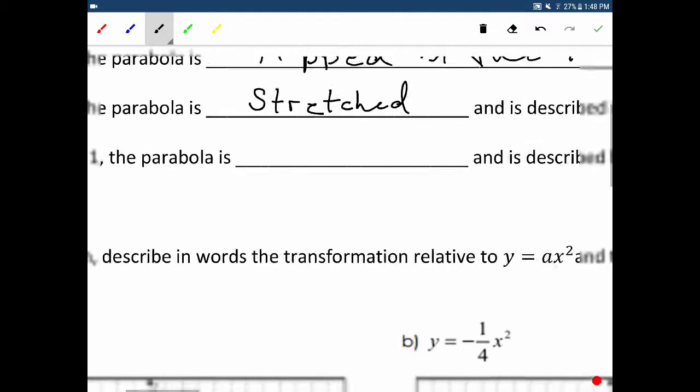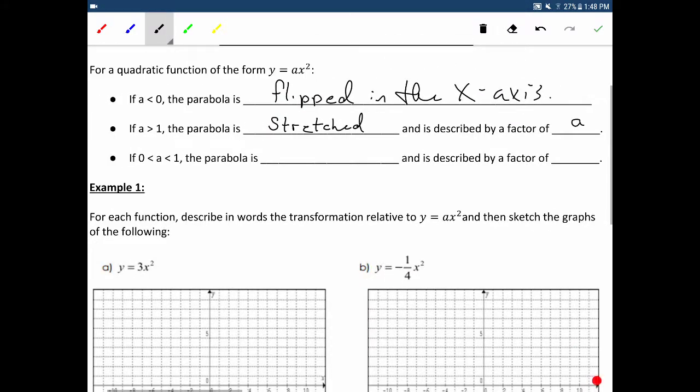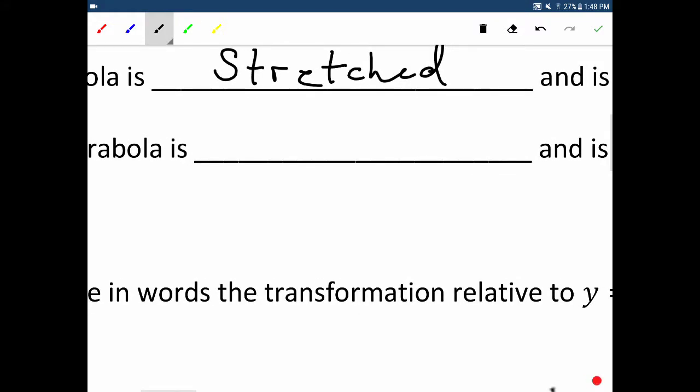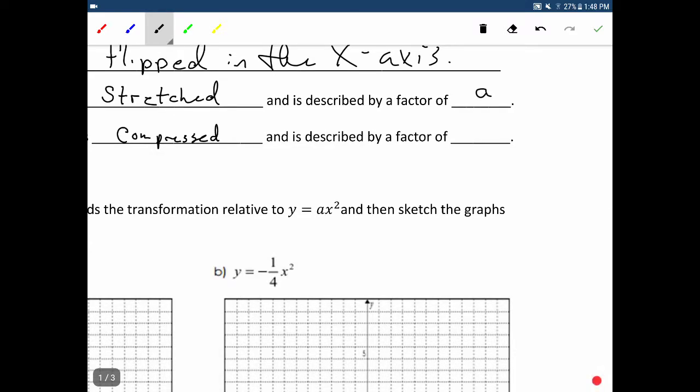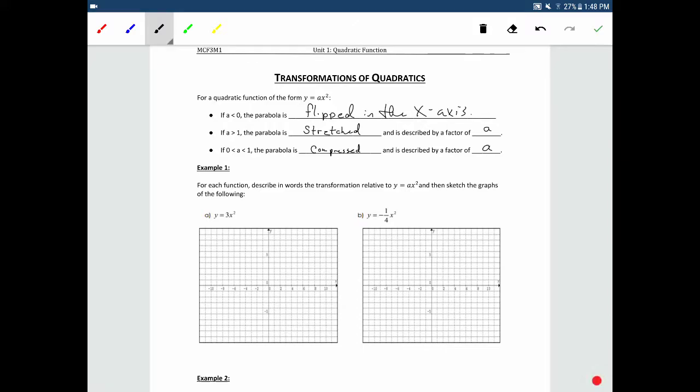If the a value is between 0 and 1, so in other words, if it's a fraction or decimal, then the parabola is going to be compressed. Okay, so it's going to get squished down. It's going to get fatter. Again, we're just going to say it's described by a factor of a. So you just say it's been compressed by a factor of whatever that a value is.